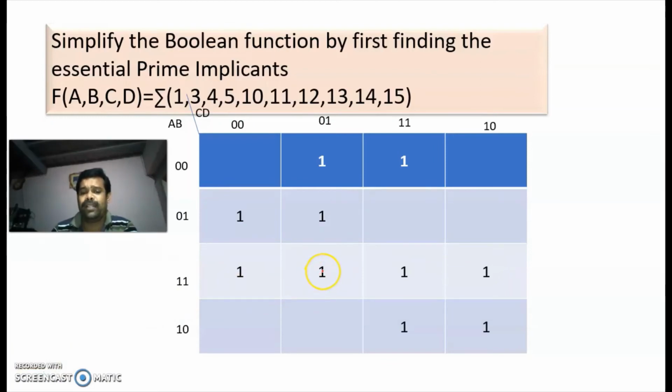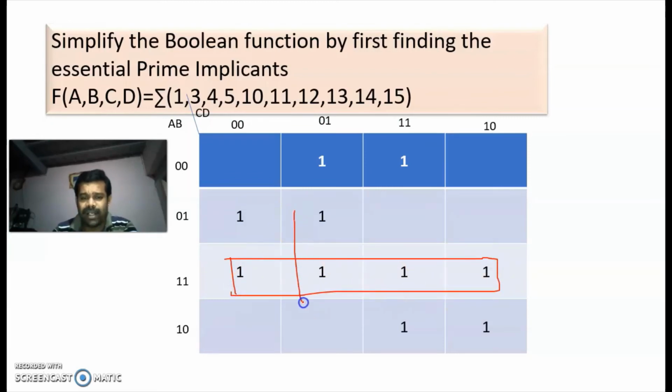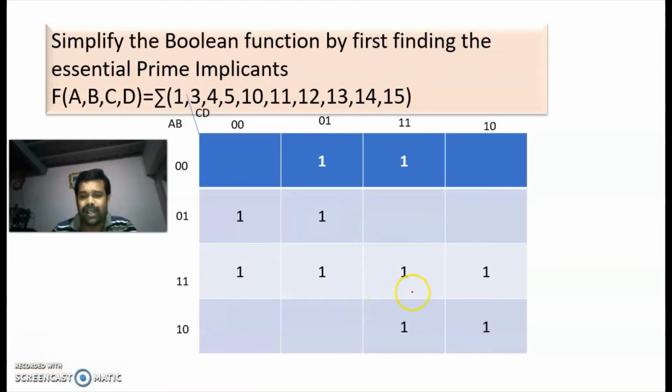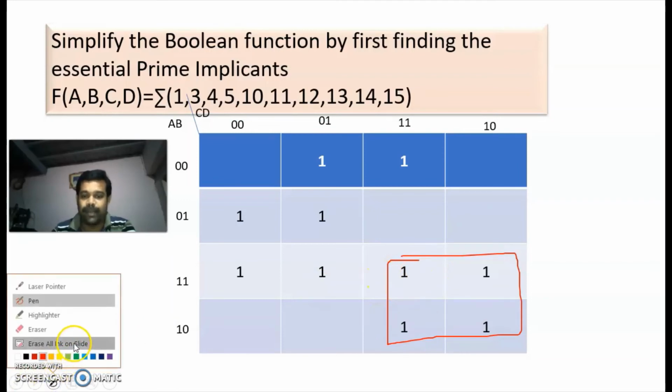Similarly, this one also can be grouped here or here, so no chance of essential prime implicants there. Now I am checking this one. This is the only possibility of grouping this one, so it is an essential prime implicant.